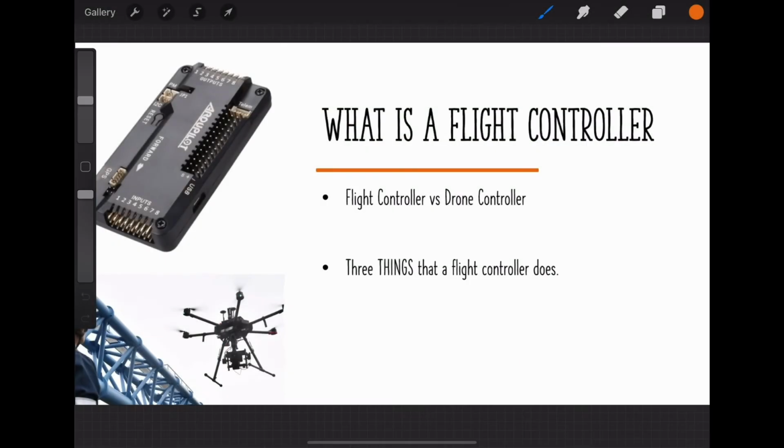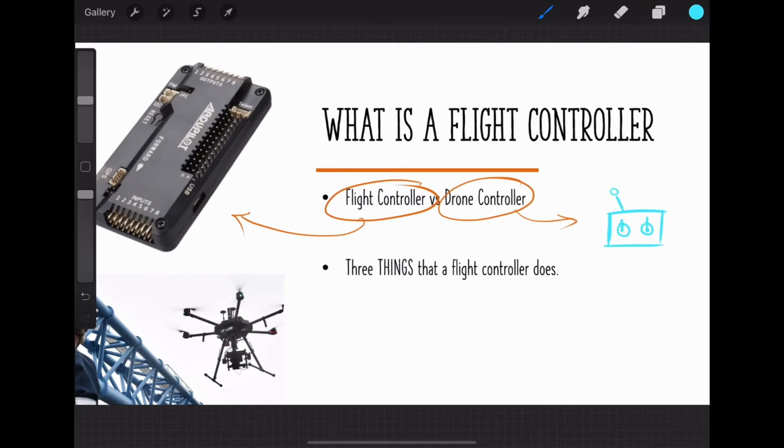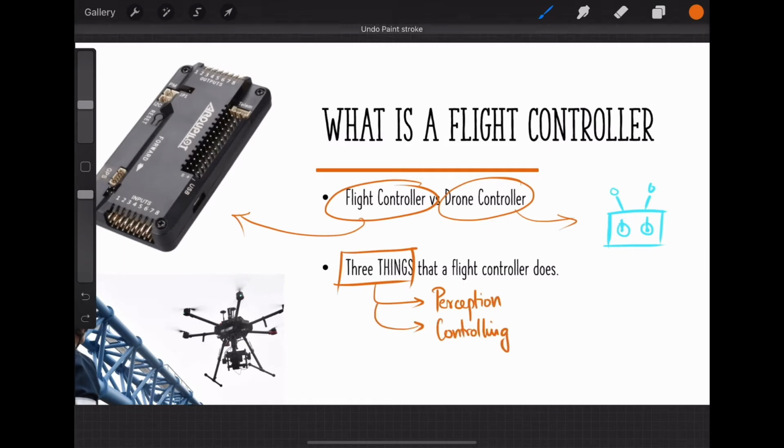Many people confuse the flight controller with the drone controller. Those are totally two different things because one sends commands to the drone, whereas the other decides how these functions are carried out within the drone. So what we are dealing with is the one that decides how the drone operates. There are three things that a flight controller does: perception, controlling, and communication. We will look at these in the upcoming slides.